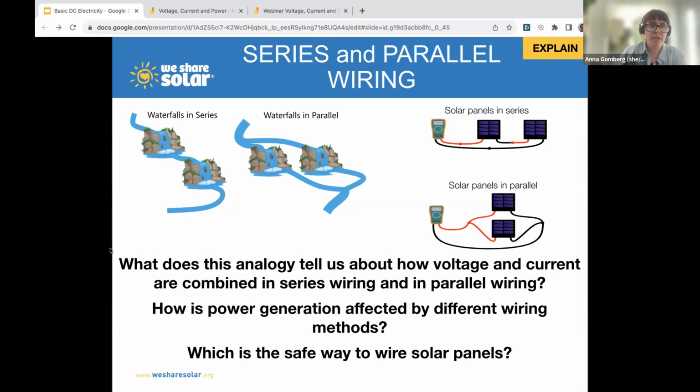Yeah, so what do any of you think about if you were to wire solar panels in series or parallel, what happens to the voltage or the current or the power or any of those things? Does anyone want to try and explain using those images to help?